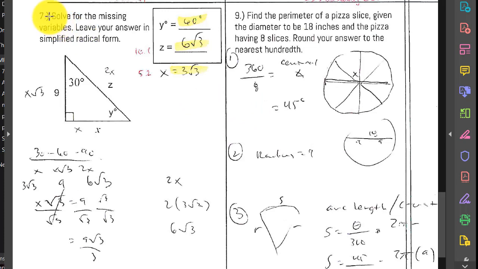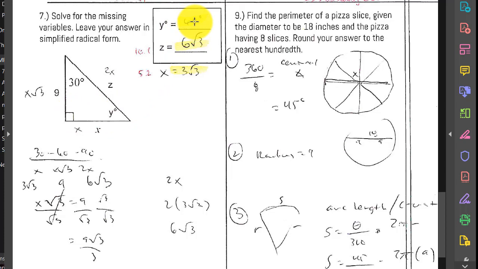Question number 7, solve the missing variables. Leave your answer in simplified radical form. So there were 3 variables, x, y, and z, and so I had told you to add an x there. And this one tells us that's 30. So if that's 30 and that's 90, that's 120. 180 minus 120 gives you 60. So y is 60 degrees.